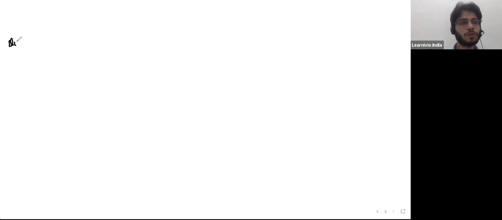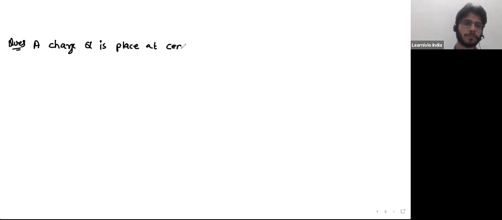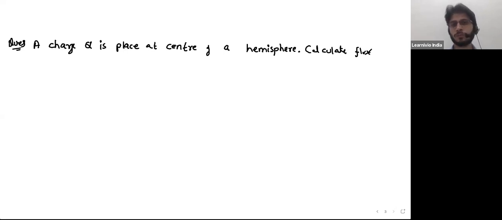Okay, if I give you another question: a charge q is placed at the center of a hemisphere. Calculate the flux through it.